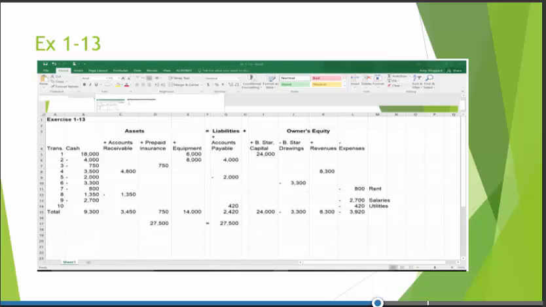And finally, transaction 10, we have accounts payable increased by $420, and we have a $420 decrease of owner's equity through expenses. So this says utilities, so we must have received an invoice for utilities expense of $420 for the month of July, and then we owe that money. We haven't yet paid them, so that means we still owe the money. That's an increase in what we owe and an expense. So that's still on the same side of the accounting equation. One increases, one decreases.